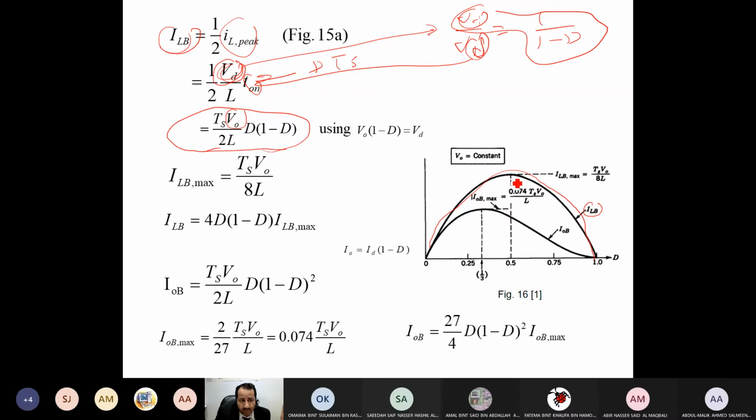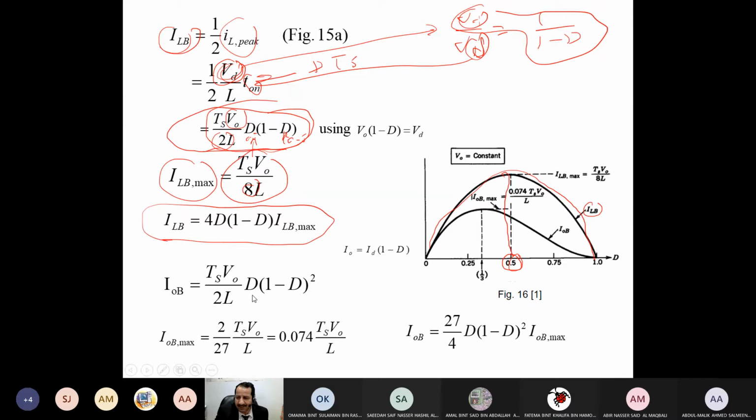This curve is found to be peaked at D = 0.5. It means the highest inductance current, IL, occurred at 0.5. It's clear from here, if you substitute 0.5 here and 0.5 here, 1 minus 0.5 is 0.5, divided by 0.5, it gives me 8. So this is ILB maximum. I can rewrite this formula in terms of ILB max, so the new formula will look like this.